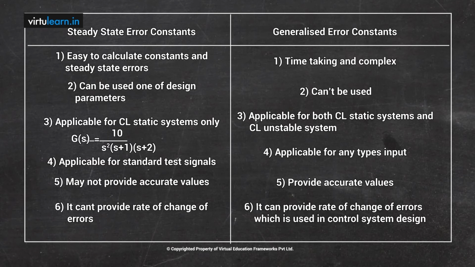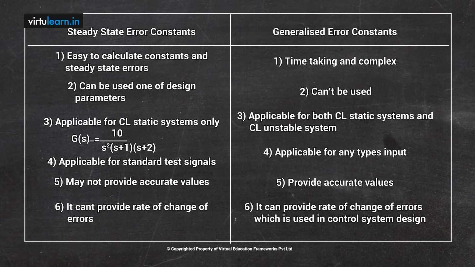And the next is, in steady state error constants, sometimes we may not get an accurate result, which means accuracy may not be possible all the time. In the generalized error constant method, an accurate result is possible all the time. And finally, in steady state error constants, the rate of change of error is not available. In the generalized error constant method, since we find r of t, r dot of t, r double dot of t, with that we can find the rate of change of error.